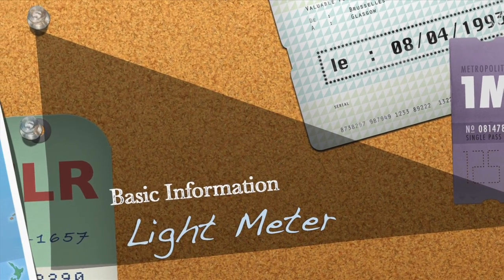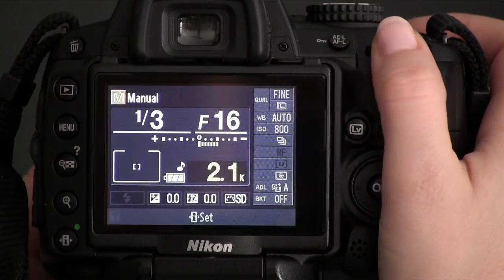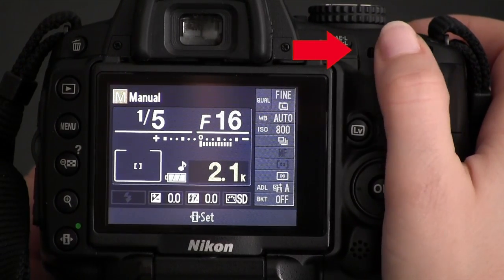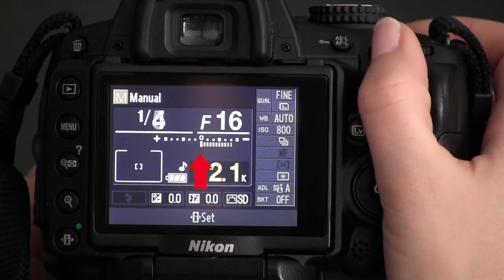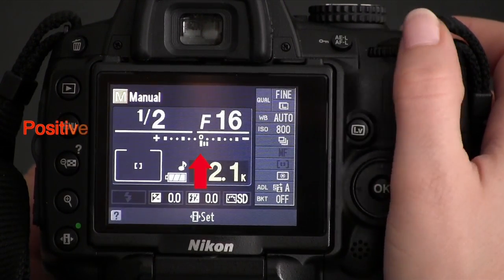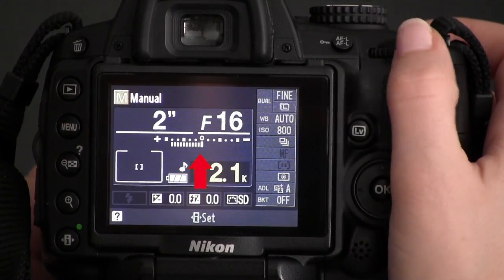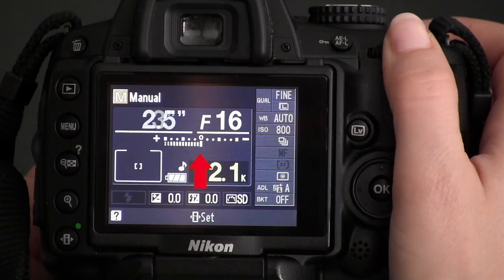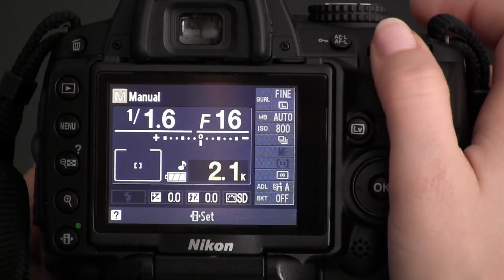We will now go over basic light metering concepts. The camera is set to manual mode, and as the command dial is changed, the shutter speed is changing. Notice the light bar as it moves up and down. Watch as it begins to move toward the positive end, represented by a plus sign. And now it can also be changed to move toward the negative end, represented by a minus sign.